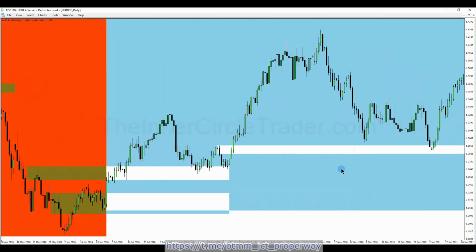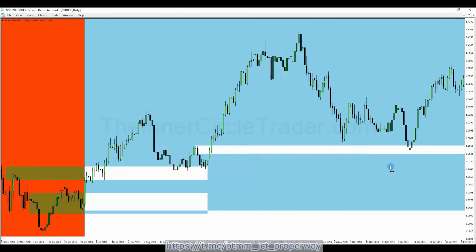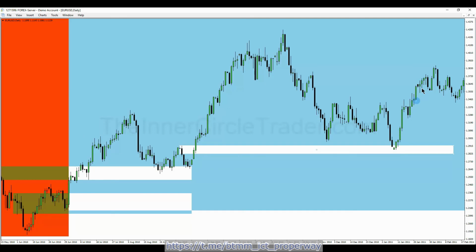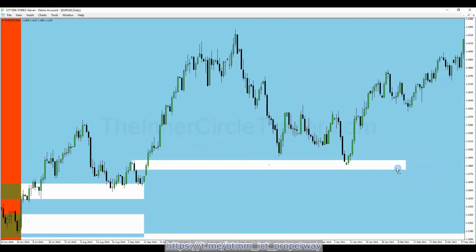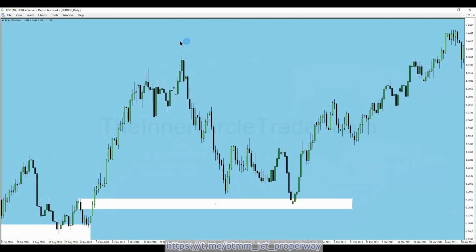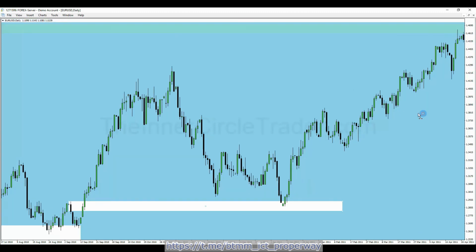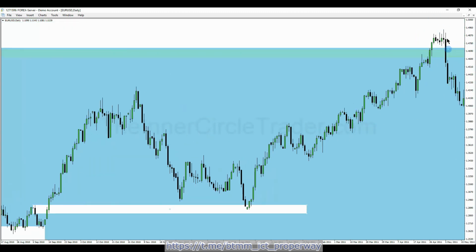Look at the sensitivity right there. Again, this level was arrived at on the monthly and weekly. And look at the responsiveness you see in price. And what's it reaching for? Liquidity above the old high and a bearish order block on the monthly.